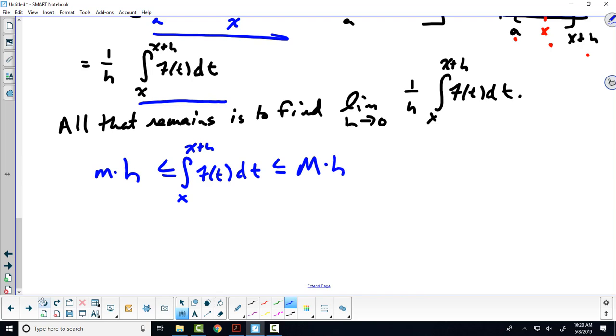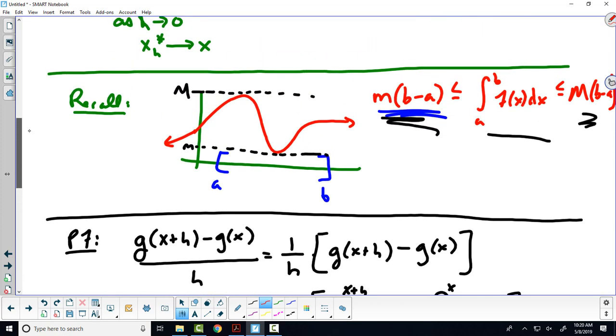Why did I put h as the width of that? Because what's the width of this interval? It goes from x to x plus h. How wide is that? It's h wide. So this is the base of the entire region. And so that's that minimum rectangle. That's that maximum rectangle.